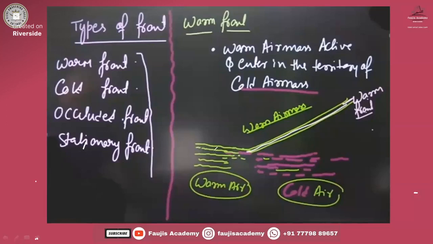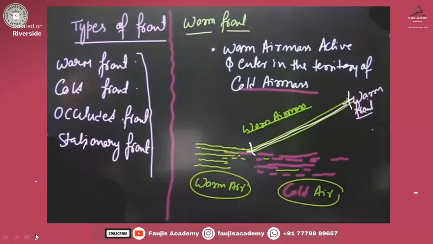Now when the warm air mass is coming and converging, what will happen? That warm air mass will start ascending. When it starts ascending, there is the formation of this type of slope. We saw that this type of sloping boundary is the front. So now there is the formation of this slope, and that is the front. That front formation due to the warm air mass is known as the warm front. So that is about the warm front.